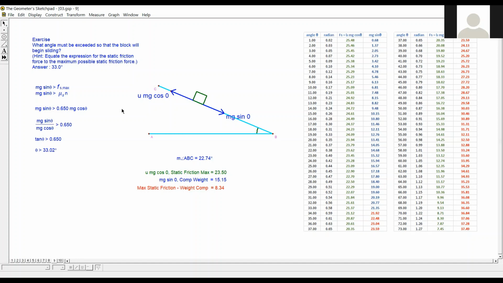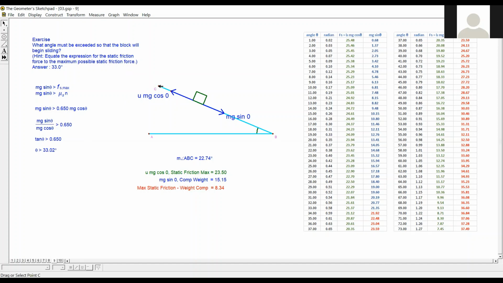The degree, yeah. What's the answer? 33.02. Is it 33.02? Yes. So, sir, we round off to three significant figures. The answer will be 33.0 if you round off to three significant figures. This one is four figures, so this is three significant figures.